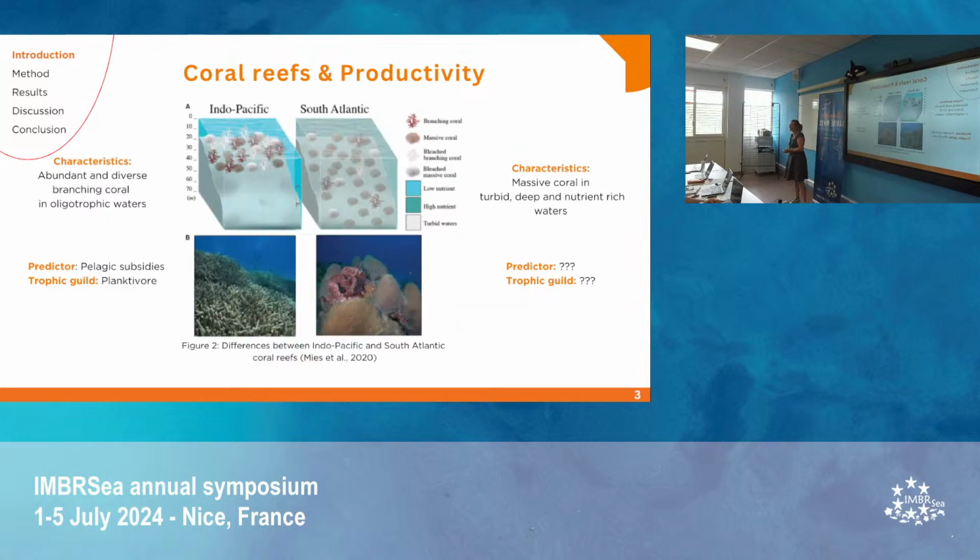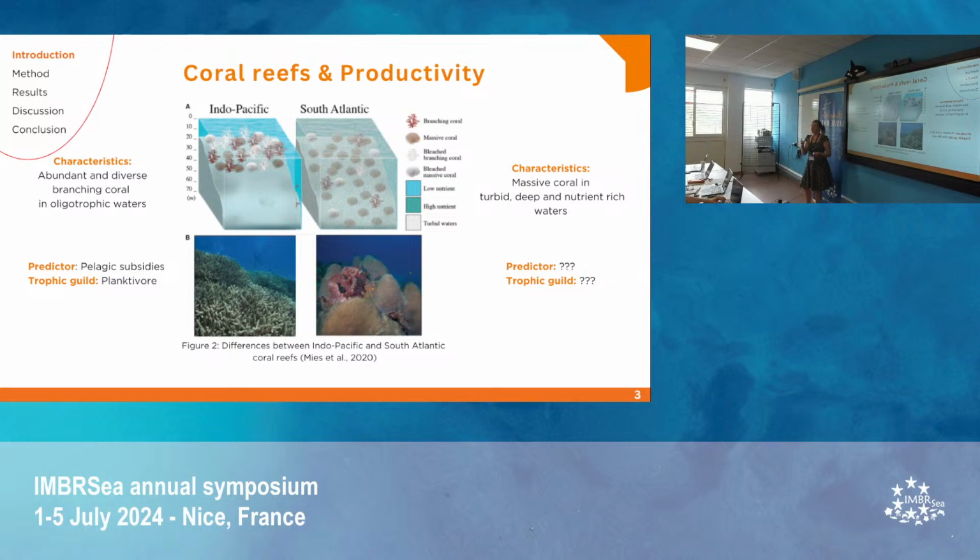Yes. So this measure had already been used in the Indo-Pacific, where the productivity can be predicted by pelagic subsidies and associated with a large amount of planktivores. In this region, the ecosystem is slightly different. It's more characterized by abundant and diverse branching coral in more oligotrophic water, while the southwestern Atlantic is more characterized by massive corals in turbid, deep, and nutrient-rich water. Those characteristics may have an impact on the productivity.